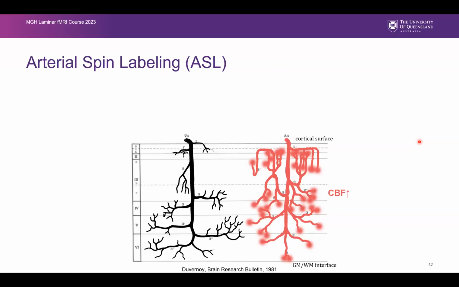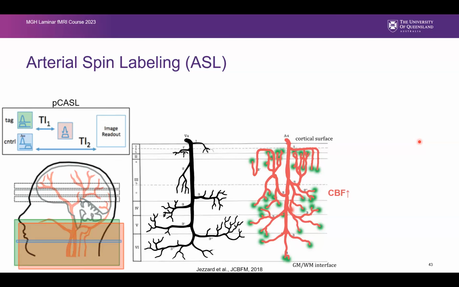So arterial spin labeling is a technique to measure cerebral blood flow. It's quite commonly used in general. And the idea is to tag the blood that's coming into the brain through application of an RF pulse, and then let the blood flow through the vasculature into the capillaries, and then measure once the blood has reached the capillary bed, and basically measure this tagged blood. And by comparing it to a reference image, you can measure CBF.